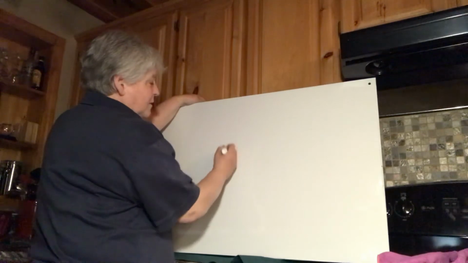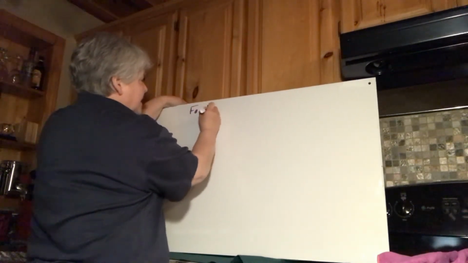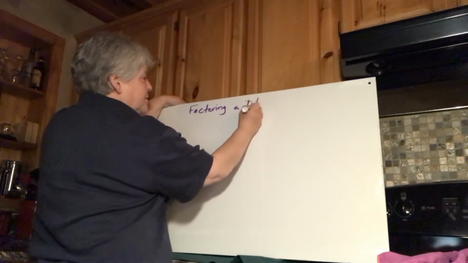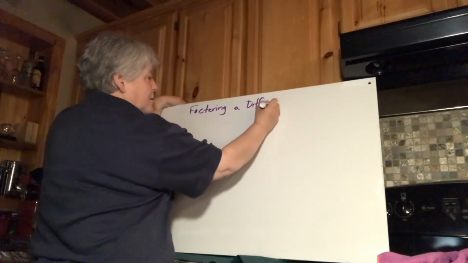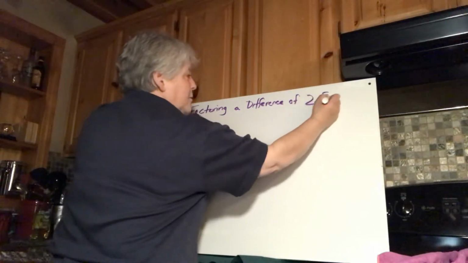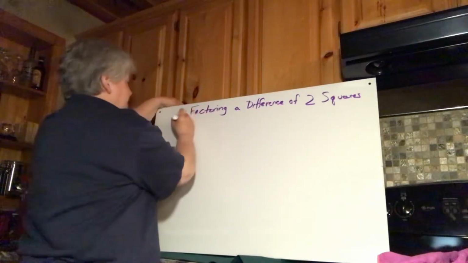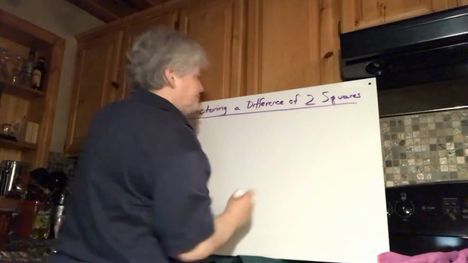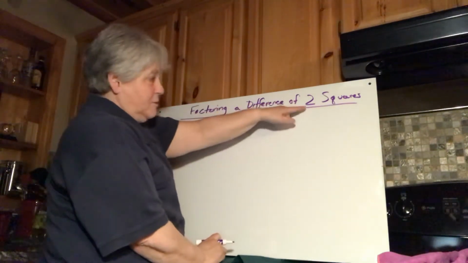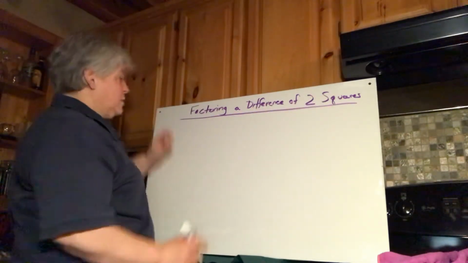So if I gave you something like x squared, first of all, I should probably tell you, this is called factoring a difference of two squares. That would be the title of what this is all about. And do you see difference of two squares? Each one of those words is important to what we're looking for here.